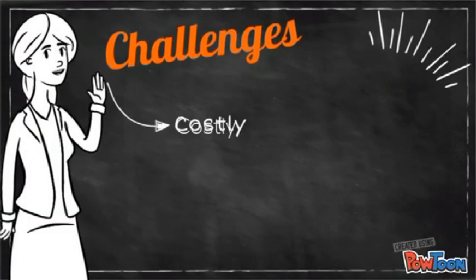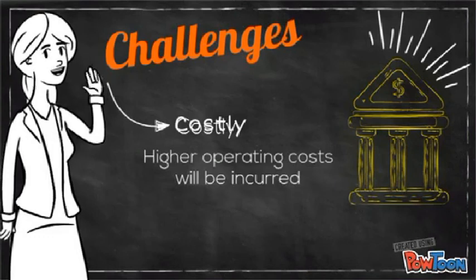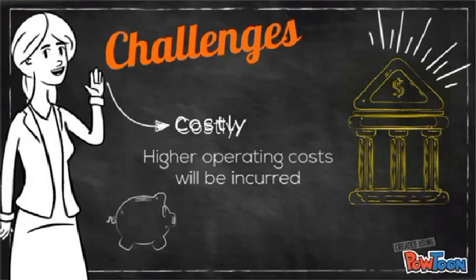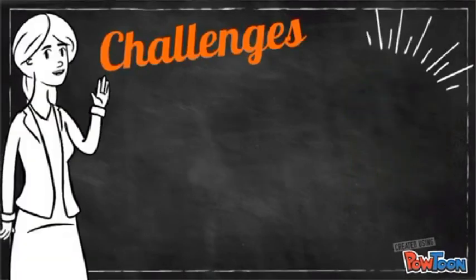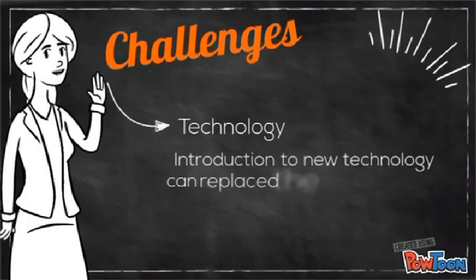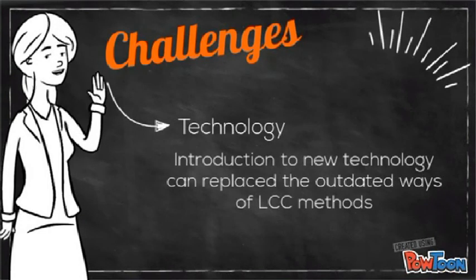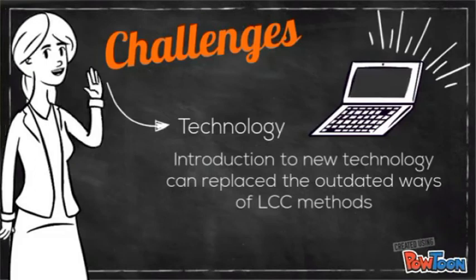The second challenge is that it is costly to implement. The reason is quite simple. The longer it takes for accurate data to be gathered to calculate the product's life cycle cost, the higher the operating cost will be. Last but not least, the third challenge is in terms of technology, when the introduction of new technology can replace the outdated ways of calculating costs in the life cycle costing method.